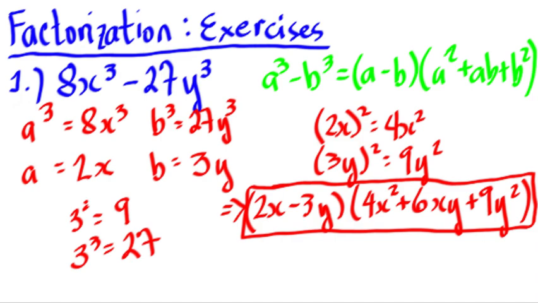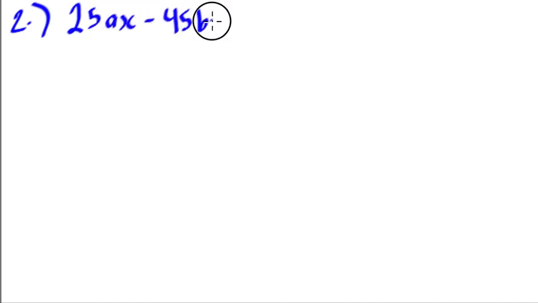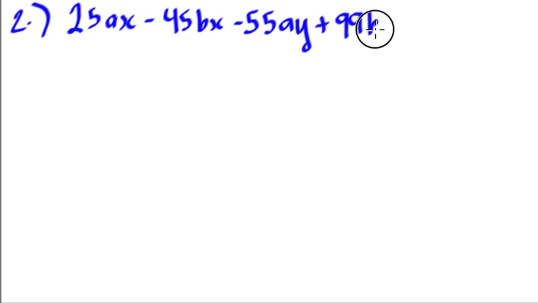Let's proceed to number two. For number two, we have 25ax minus 45bx minus 55ay plus 99by. I suppose we're going to make use of factoring by grouping.